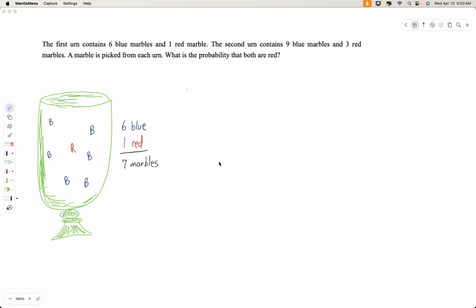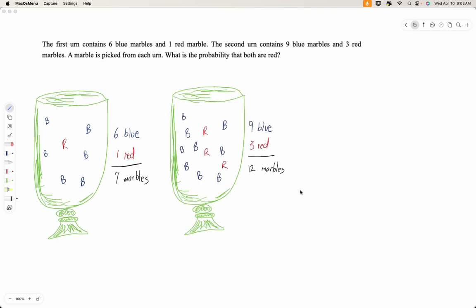All right, in this problem, we've got an urn here. The first urn contains 6 blue marbles and 1 red marble. And then there's another urn, and it contains 9 blue marbles. So let's draw a quick one of those. All right, there's our second urn. So we've got 6 blue and 1 red in the first urn, and we've got 9 blue and 3 red in the second urn. We're going to take 1 marble. A marble is picked from each urn. What's the probability that both are red?